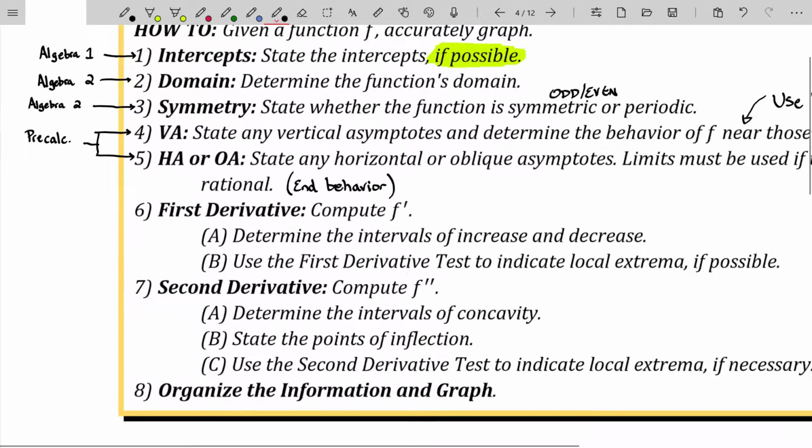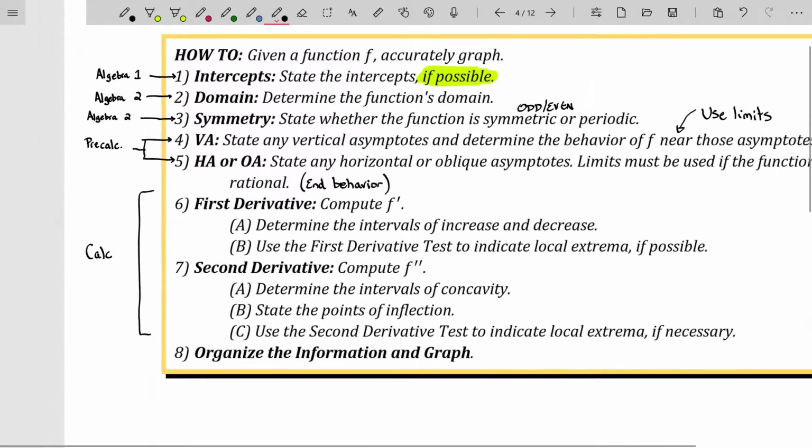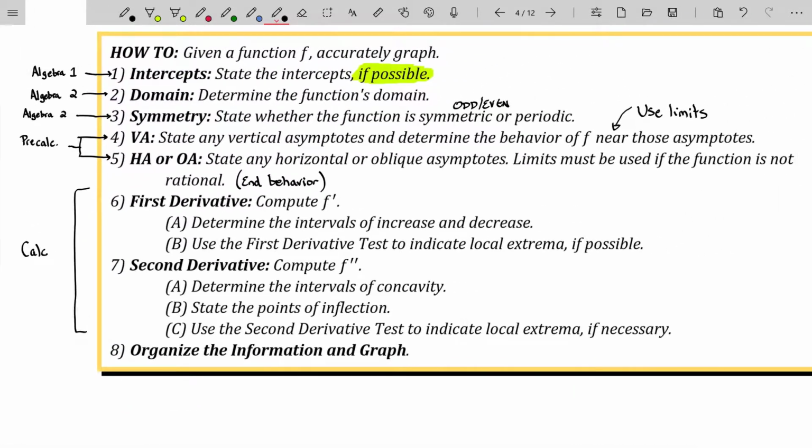Now we climb into calculus. So all of this right here is your calc, all the new stuff. So really half of your work is prior to calculus and the other half is after or with calculus. And all of this is just computing the first derivative, the second derivative, determine intervals of increase and decrease where the derivative is positive and negative. Use the first derivative test to indicate local extrema if possible.